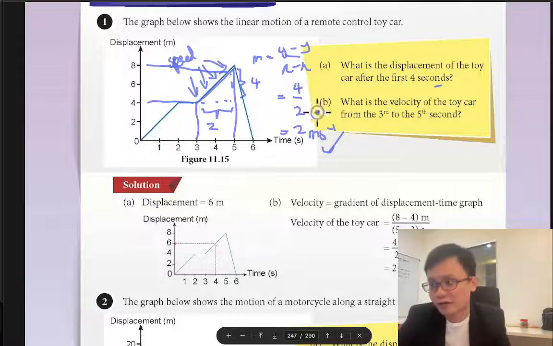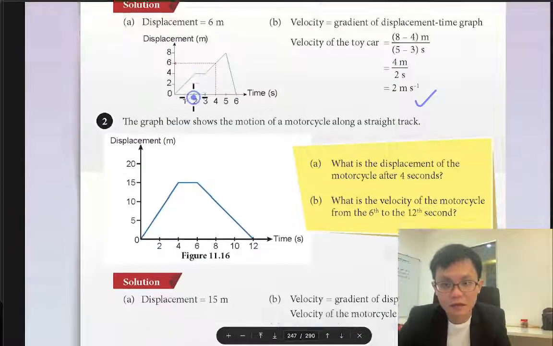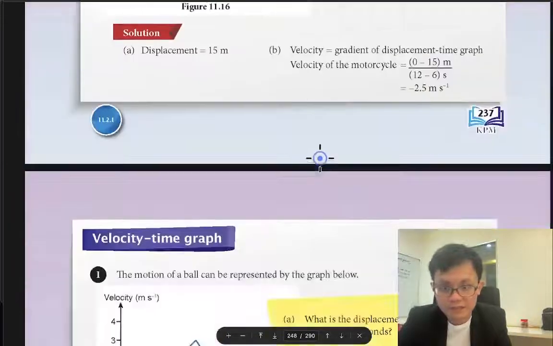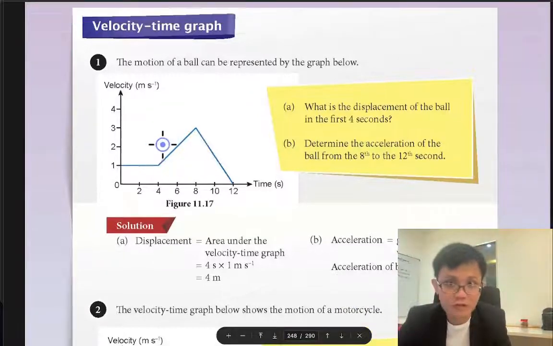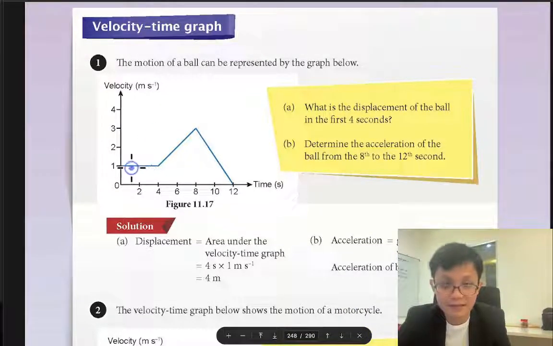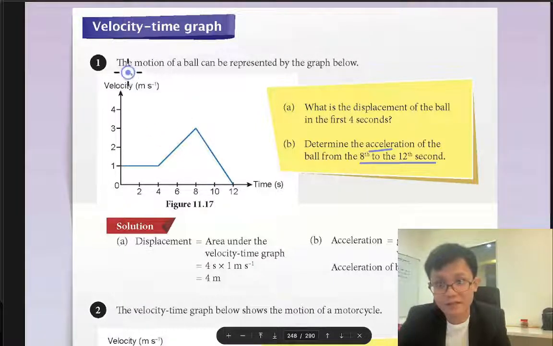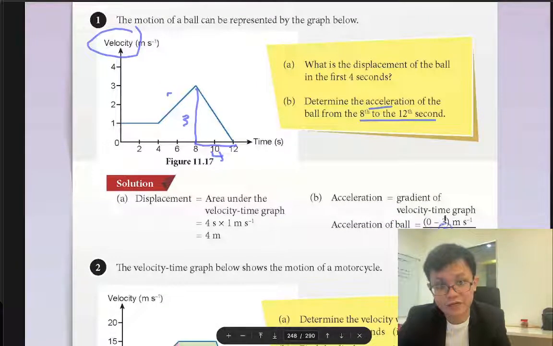Just now I was confused. I thought I needed to find the gradient because, let's see, is there a gradient graph? Yeah, because just now I was confused with the gradient. Let's say the question asks about acceleration from 8 to 12 seconds. So again the same thing, because this is velocity. So let's do a triangle. The triangle here, it will be 3 here and 4 here. So 3 divided by 4.